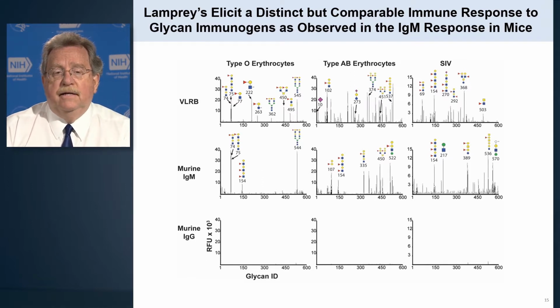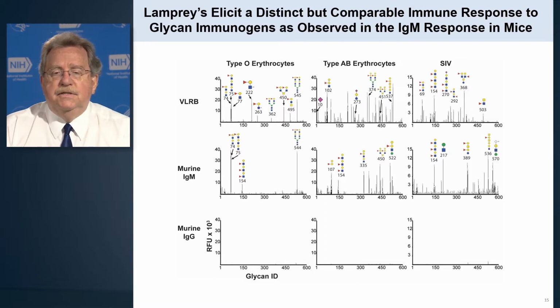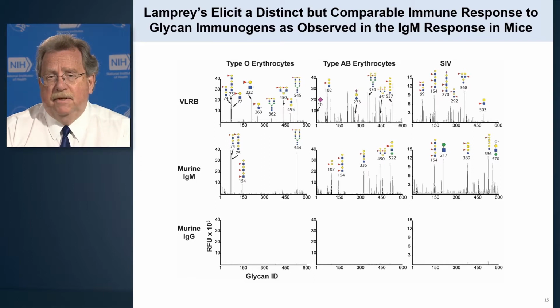And that's looking at the VLRBs, as we'll call them, the antibodies in the lamprey serum or plasma. As you can see, with the same immunogen, we get antibodies made in the mouse also, but they're all IgM. We didn't get any IgG type antibodies made in the mouse with this immunization. But in the lamprey, wow, we got a robust amount of antibodies in the plasma.